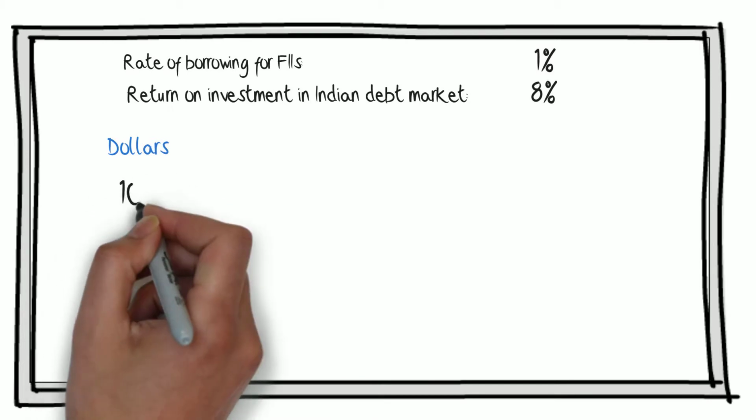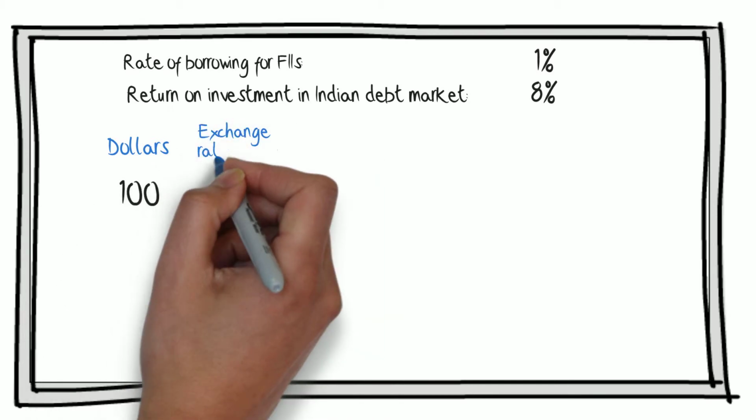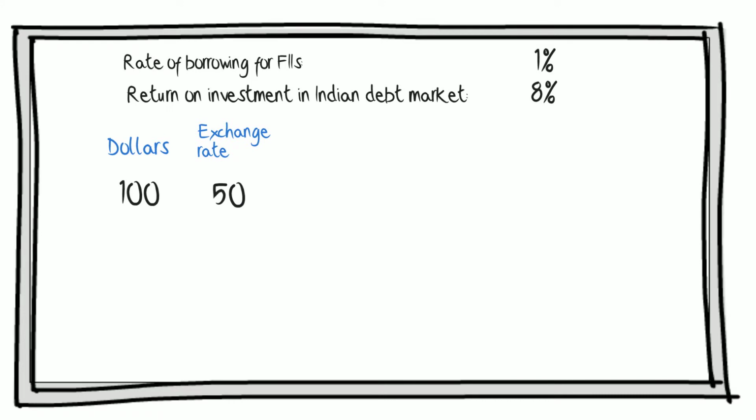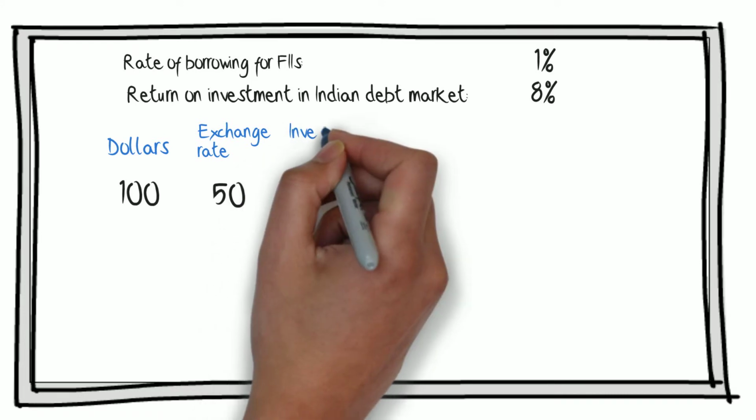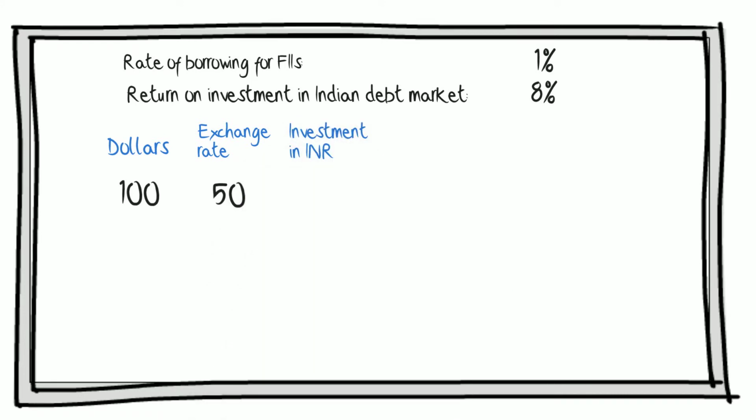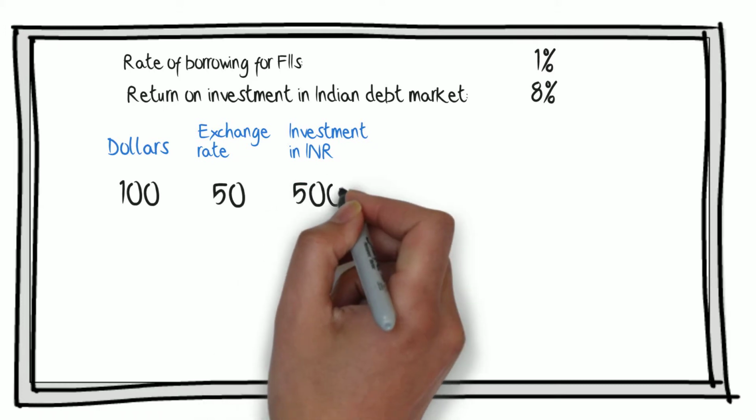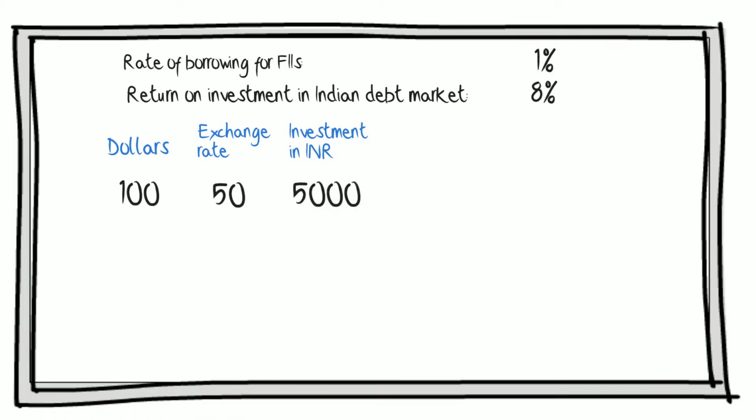Assume that they invested $100 when the exchange rate was 50 rupees to a dollar. This would mean that they invested $100 multiplied by 50 rupees, or 5,000 rupees, in the debt market. After 6 months, they review their position.